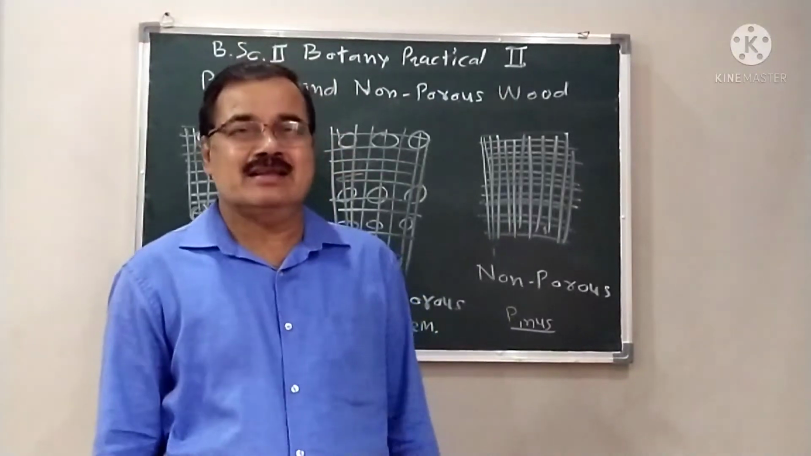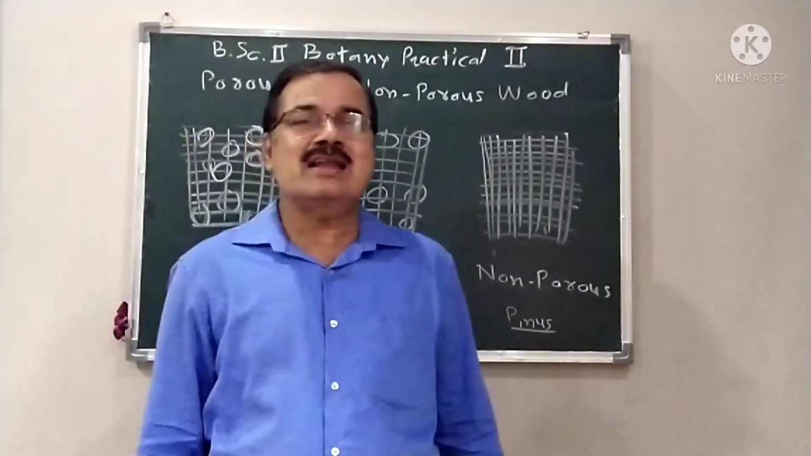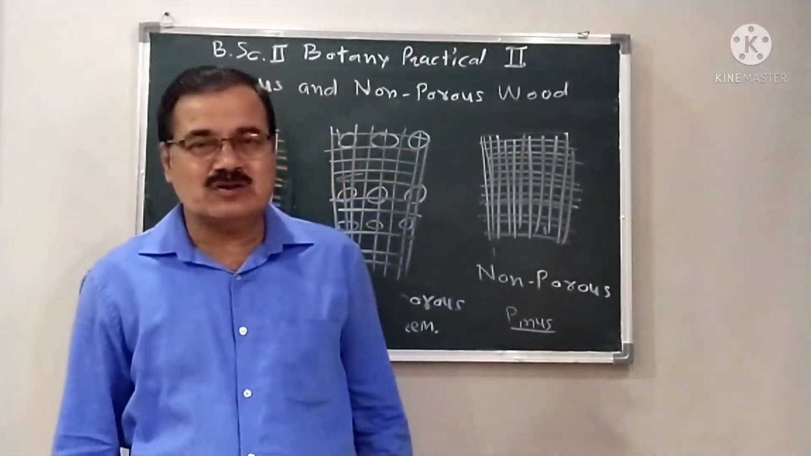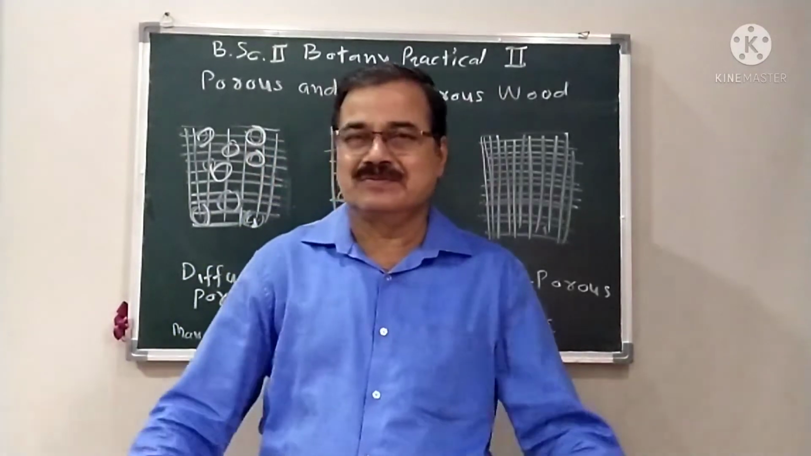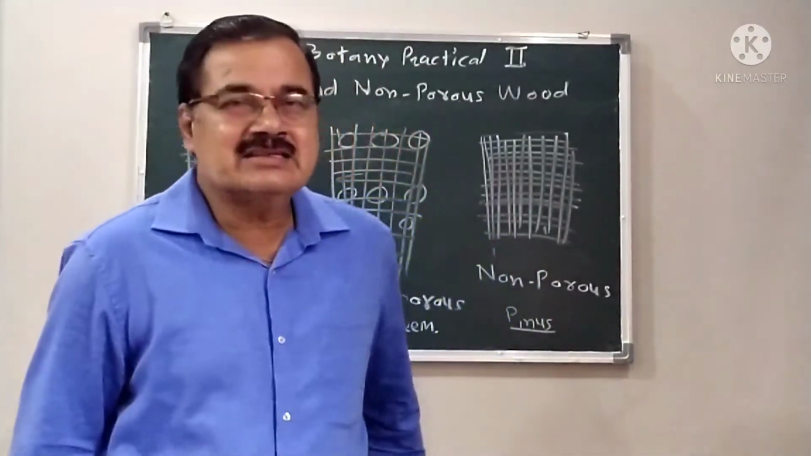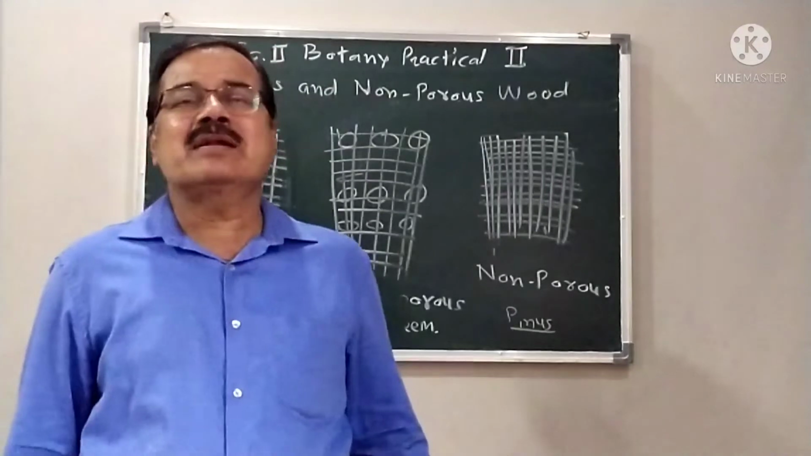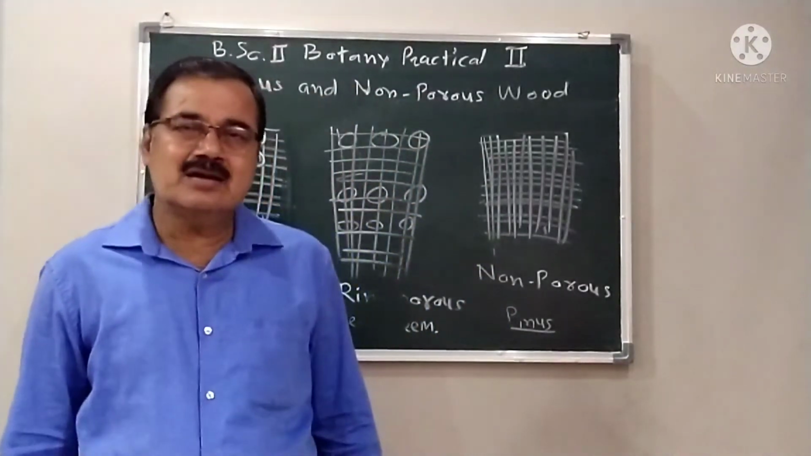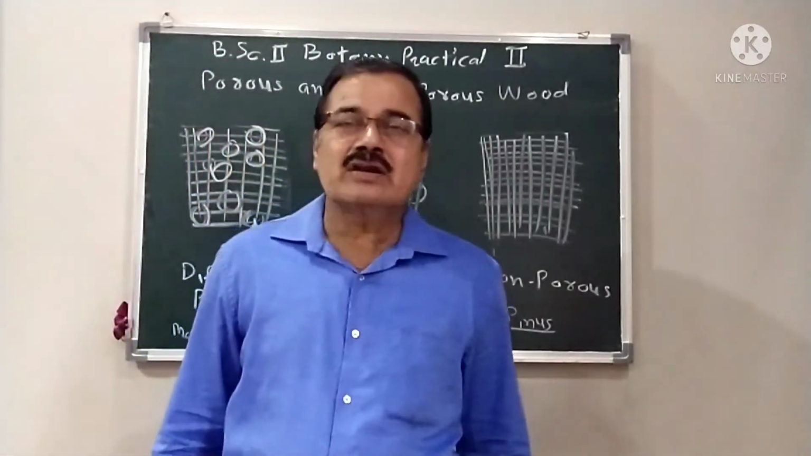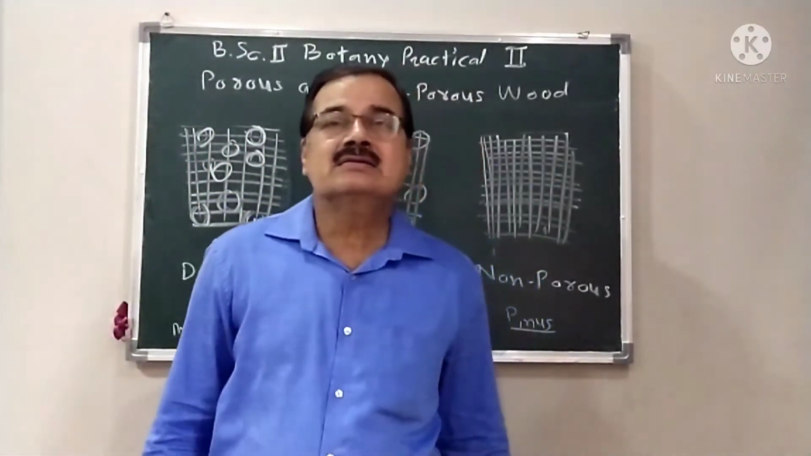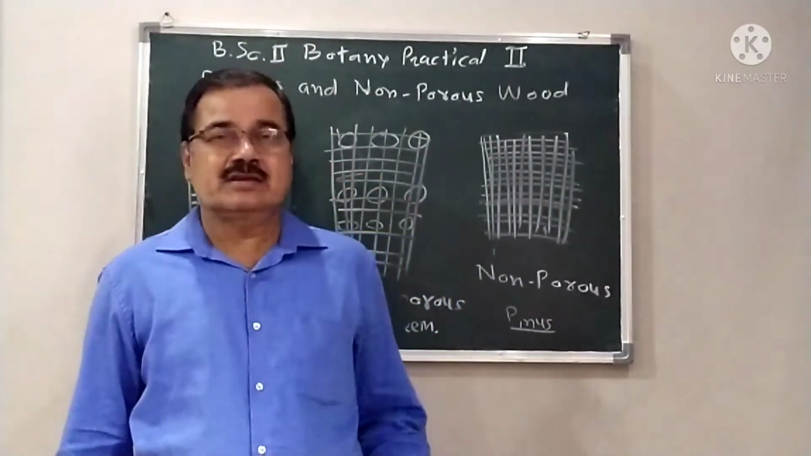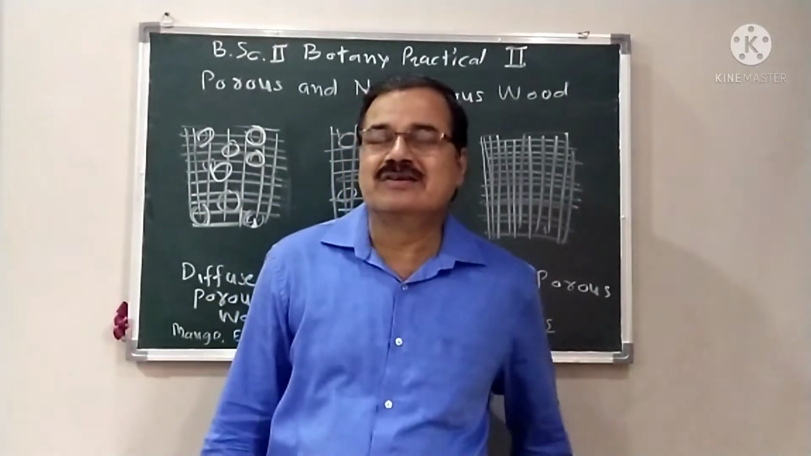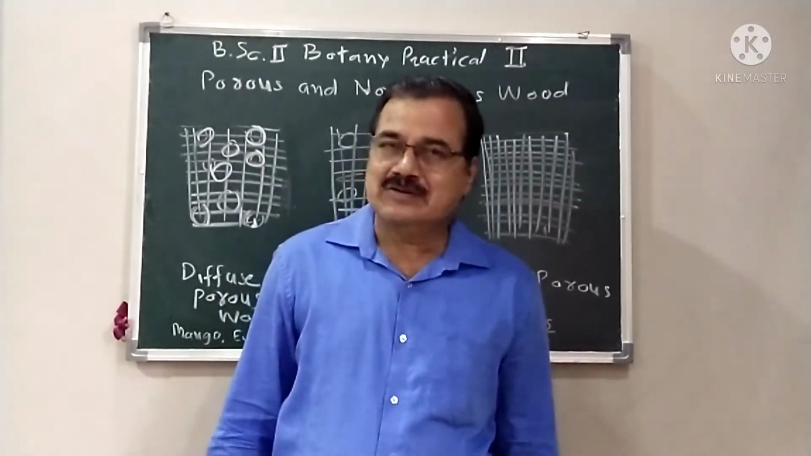Now we are going to do a new practical, that is porous and non-porous wood. Here, porous and non-porous woods develop after secondary growth. The addition of new tissues, that is secondary xylem and secondary phloem, by the secondary vascular cambium in the primary xylem and primary phloem, due to which the girth, diameter or size goes on increasing, is known as secondary growth.